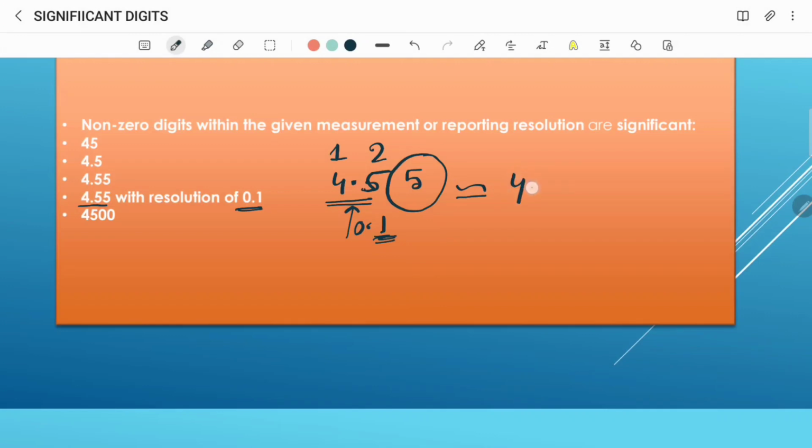I'll tell you the rules for rounding off also. So if the last digit is equal to 5 and the digit just before it is an odd number, we should add 1 to that. So our rounded off number will become 4.6, and this is our answer.